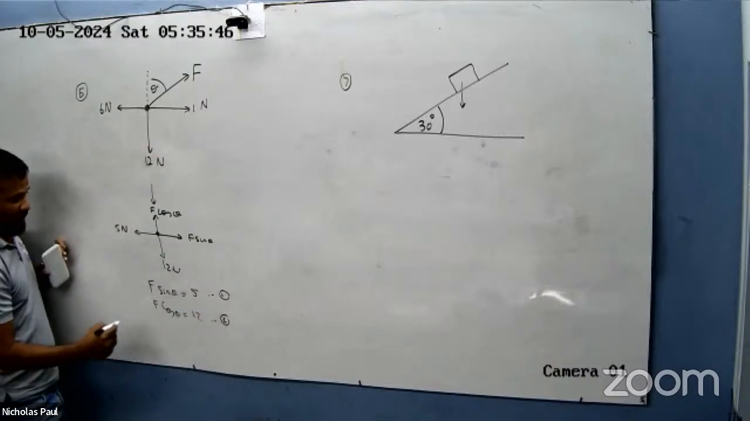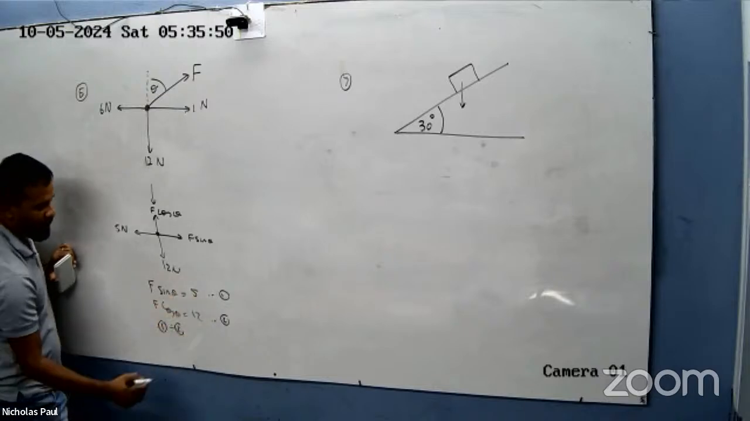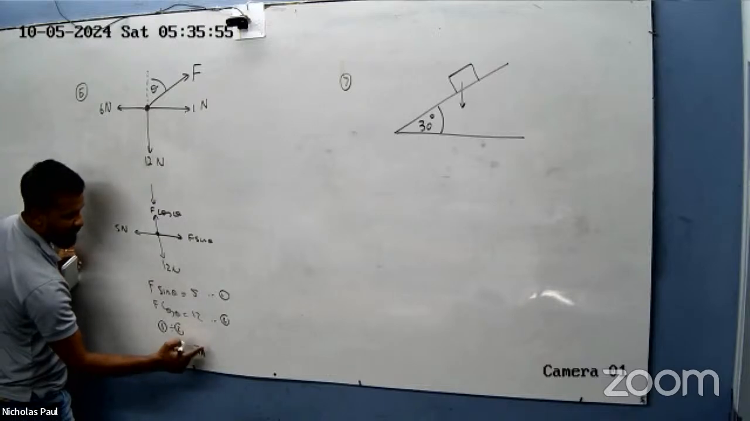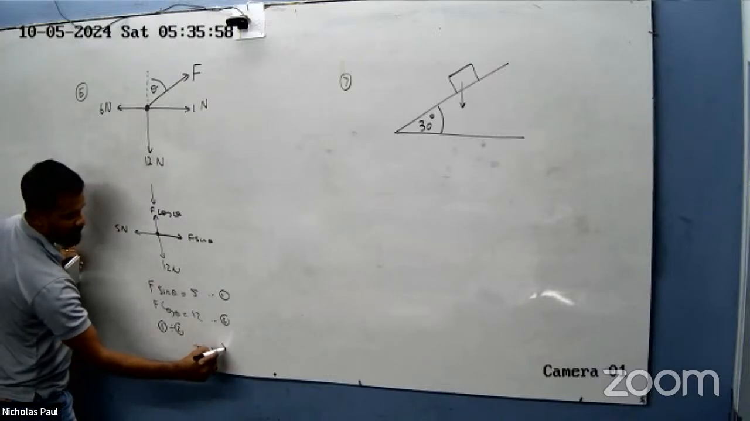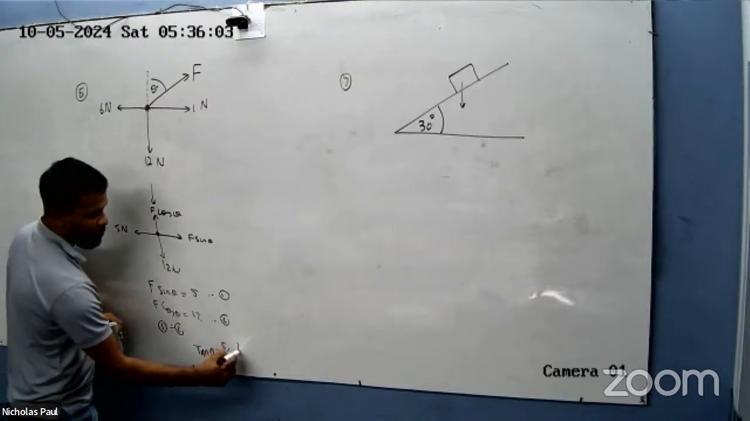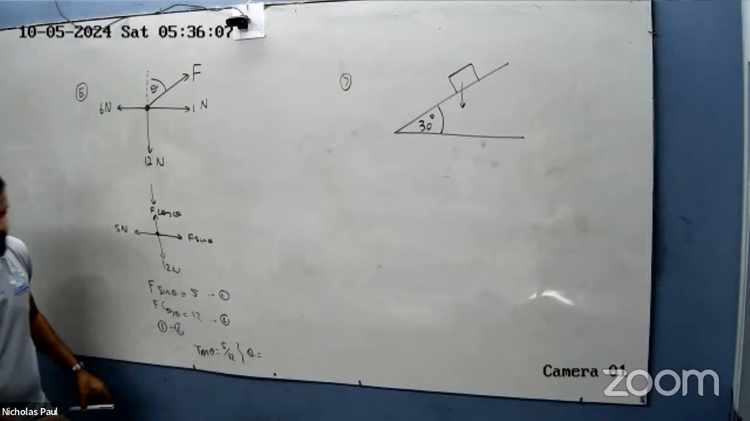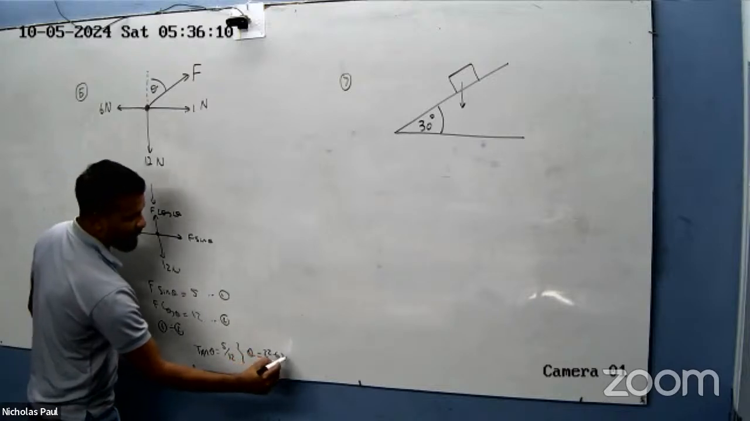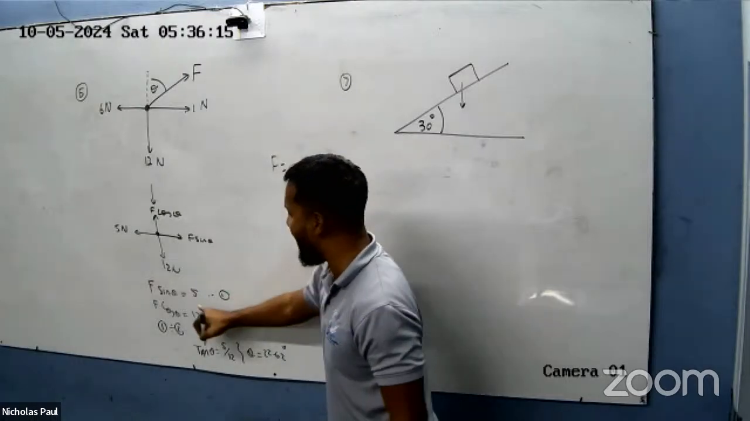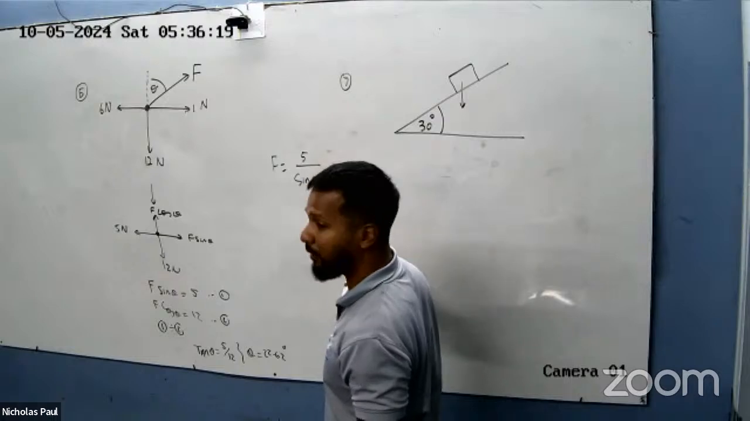I'll get here. So if I divide 1 and 2, we get tan theta. Tan theta is 5 on 12. So when you solve, theta is 22.62. And then F will be equal to, make F the subject here, F will be equal to 5 over sine theta.